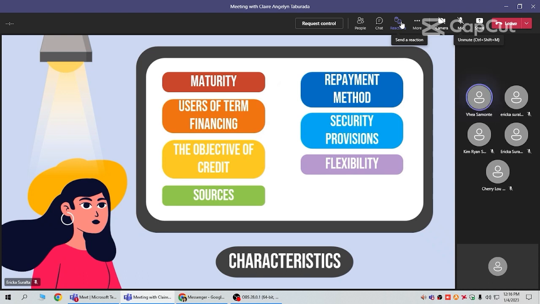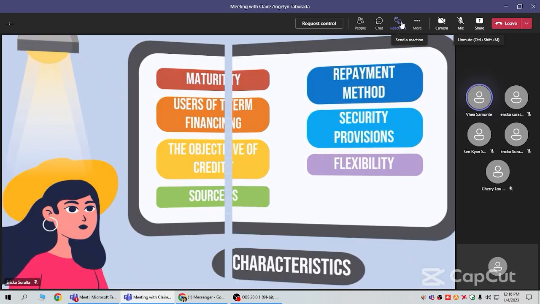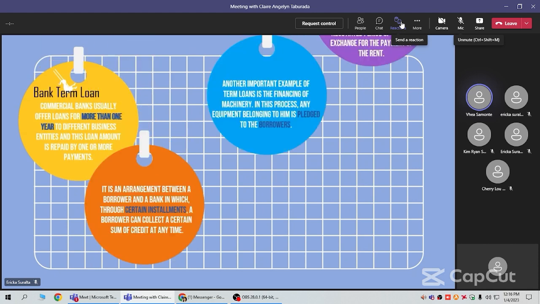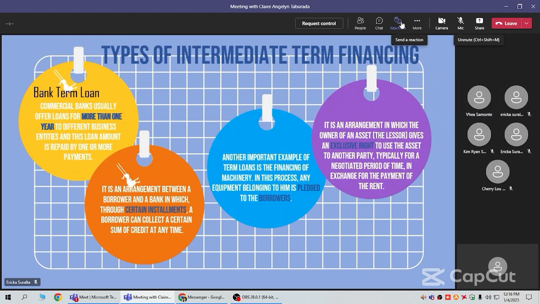The last one is flexibility. Versatility is an integral aspect of intermediate term financing. It is possible to adjust the amount of the loan and the repayment period via discussion. What are the different types of intermediate term financing? The following are the different types of intermediate term financing.